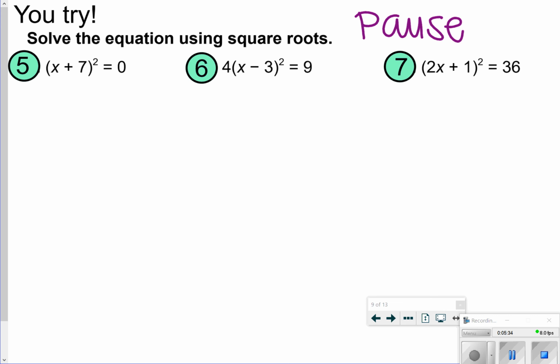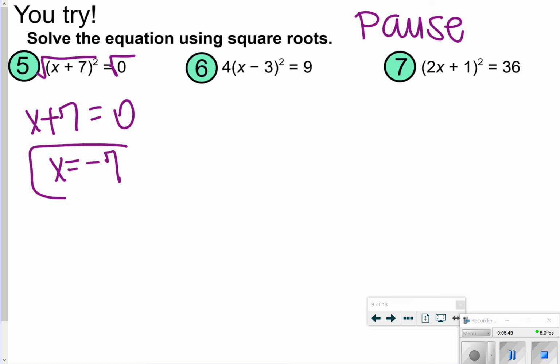Alright, so for number 5, the first thing you did was start off by finding the square root of both sides. So we have x plus 7 is equal to 0. You can't have a positive or a negative 0, so this one you're only going to get one solution. Number 5's answer: x is equal to -7.